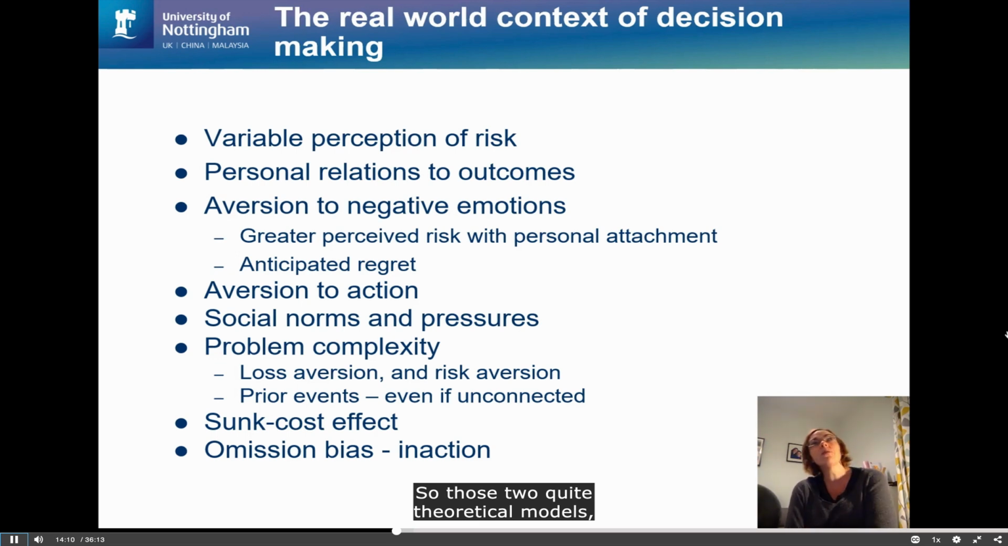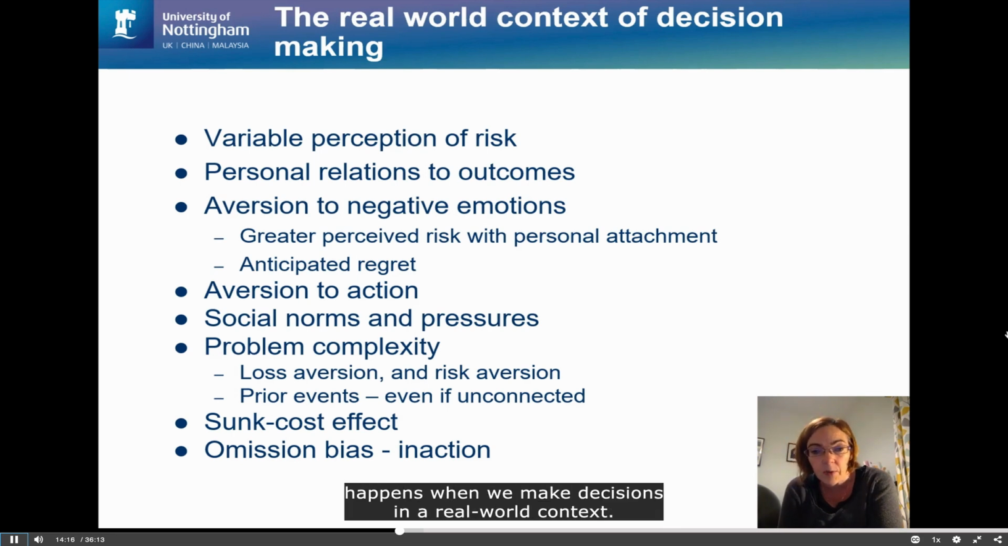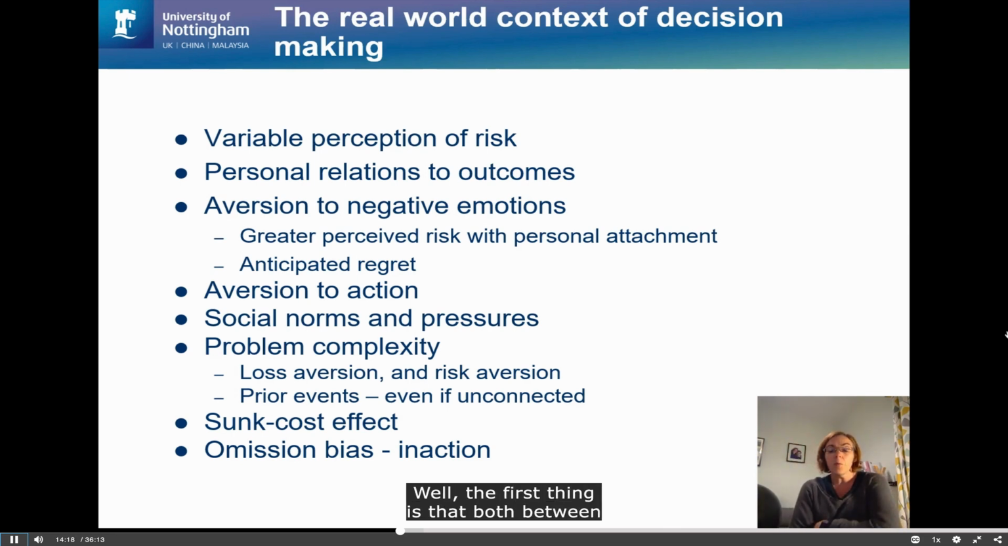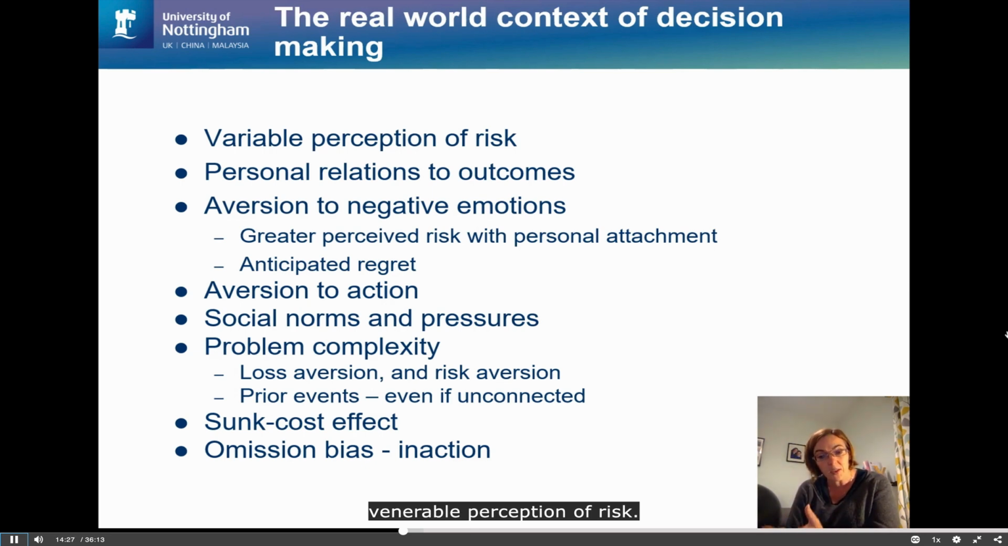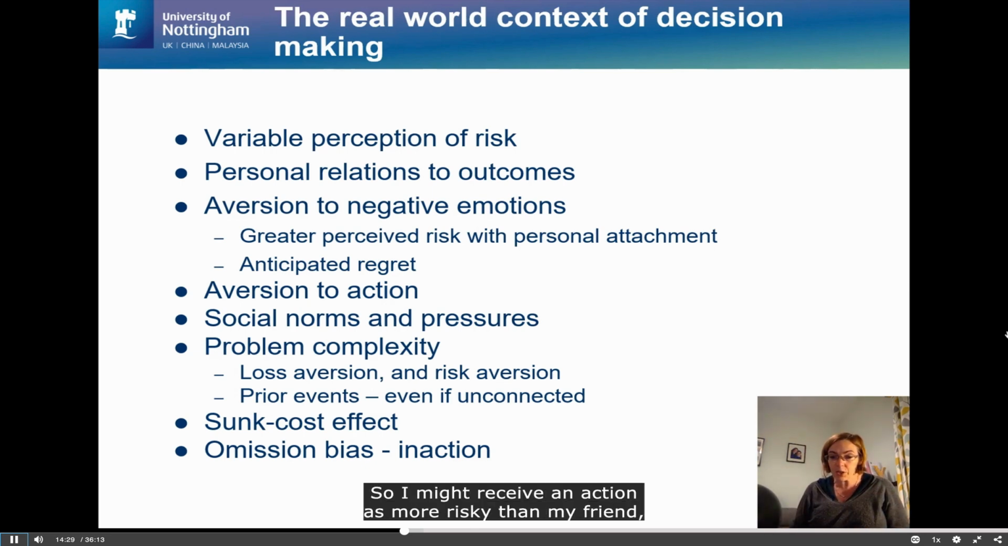So those are two quite theoretical models, but it's worth thinking about what actually happens when we make decisions in a real world context. Well, the first thing is that both between individuals and within an individual, we have variable perception of risk. So I might perceive an action as more risky than my friend.